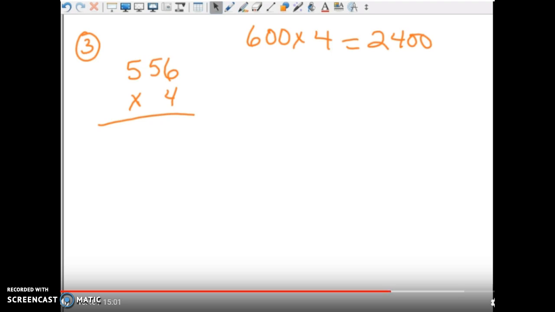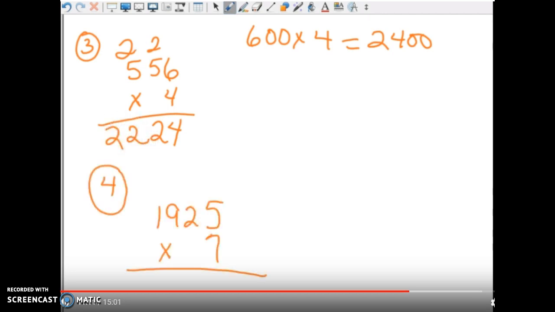Okay, so we would multiply our ones. 4 times 6 is 24. We would put our 4 in the ones place and regroup our 2 to the tens. 4 times 5 tens is 20 tens, plus 2 is 22 tens. So 2 in the tens, and regroup your other 2, and 4 times 500 is basically 2,000, plus another 200 would be 2,200.